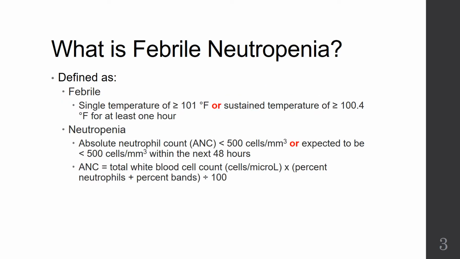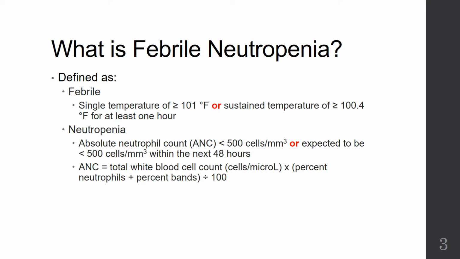So a great question is, what exactly is febrile neutropenia? And so there's two different components that we're defining here. For the fever component, this could be either a single temperature of greater than or equal to 101 degrees Fahrenheit, or a sustained temperature of greater than or equal to 100.4 degrees Fahrenheit for at least 1 hour. So this could be either of those two options.